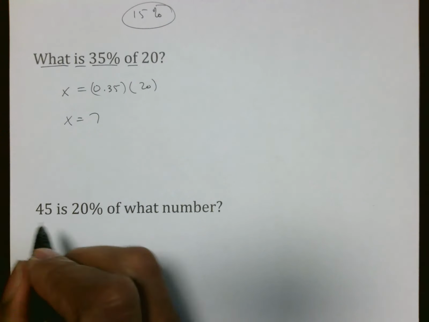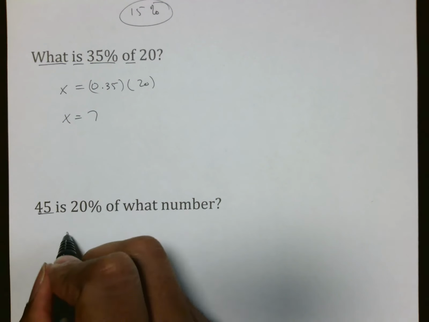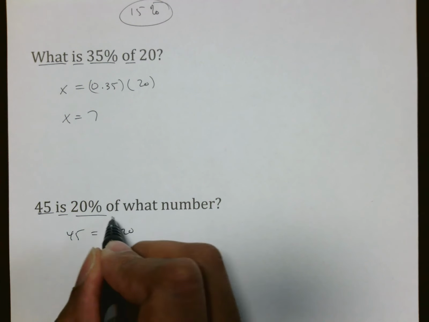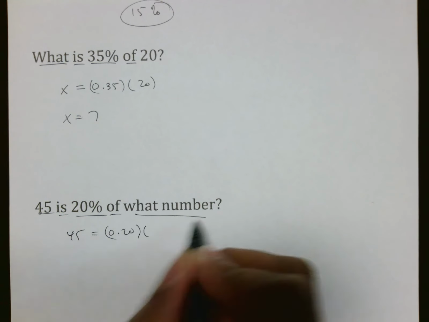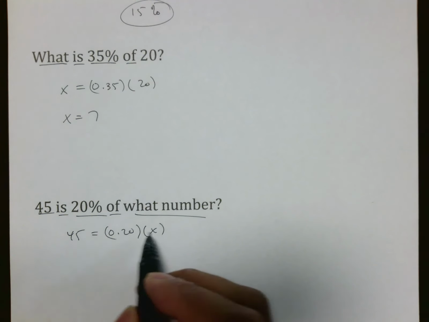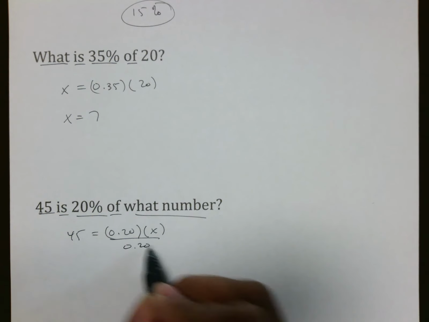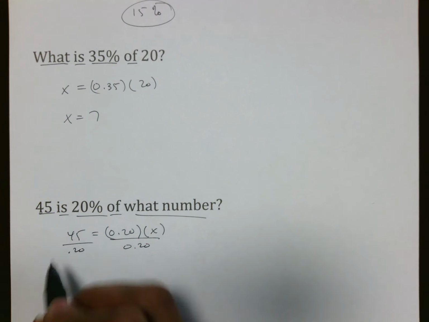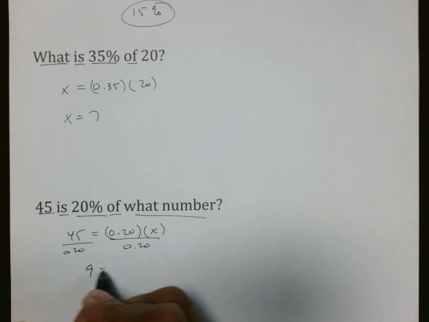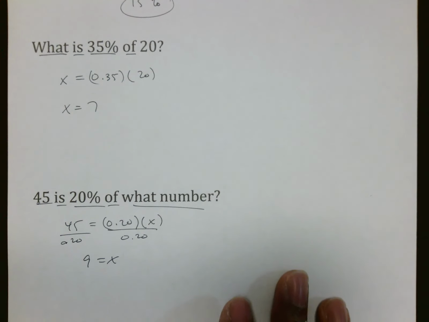Once again, everything translates. 45 is 20%, 0.20, of, which means multiply, what number, which means x. In this case, 0.20 is attached to x through multiplication, so we have to divide by 0.20. 45 divided by 0.20 is 9. And there is your answer.